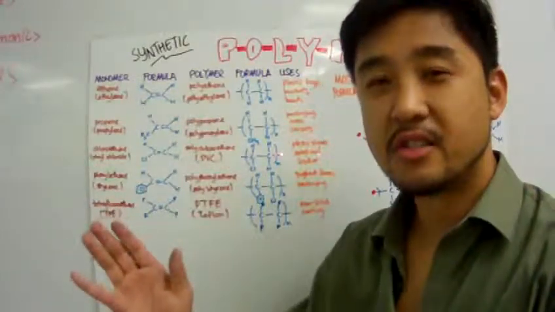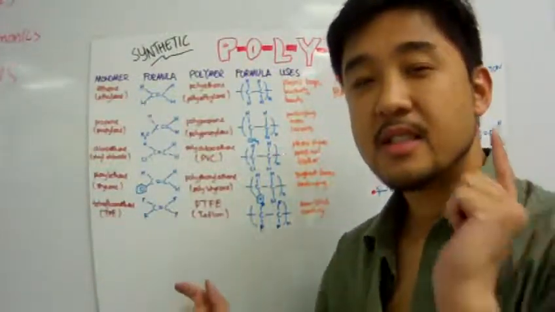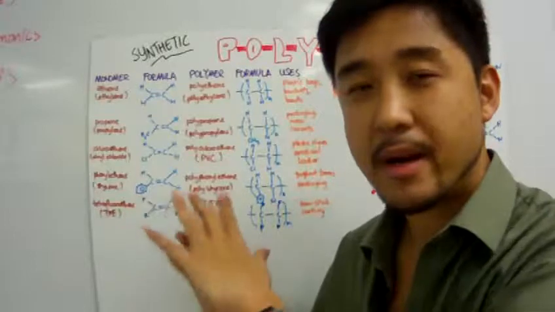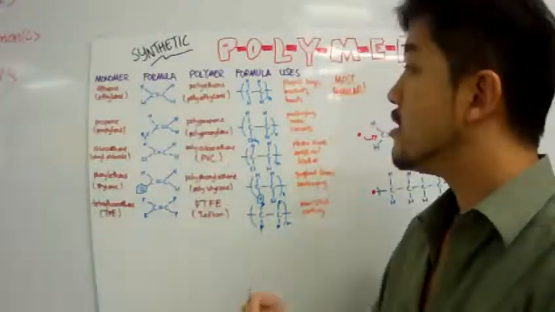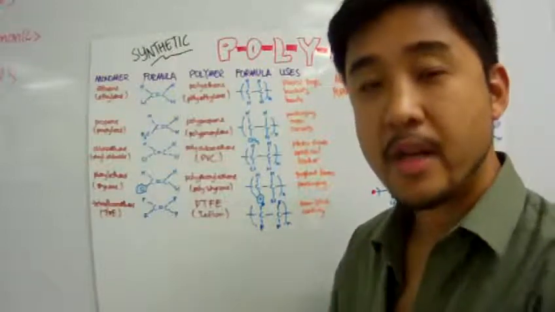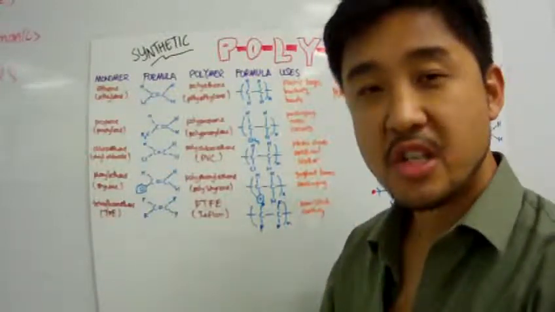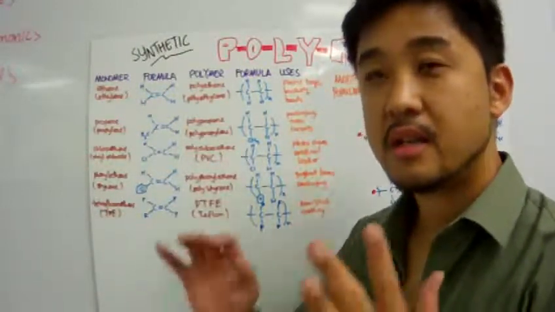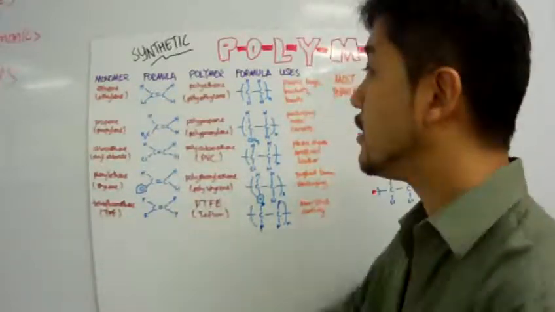We will now continue talking about synthetic polymers in our macromolecule series. The polymers we're going to talk about today are made from addition polymerization reactions. And let's get right down to it.